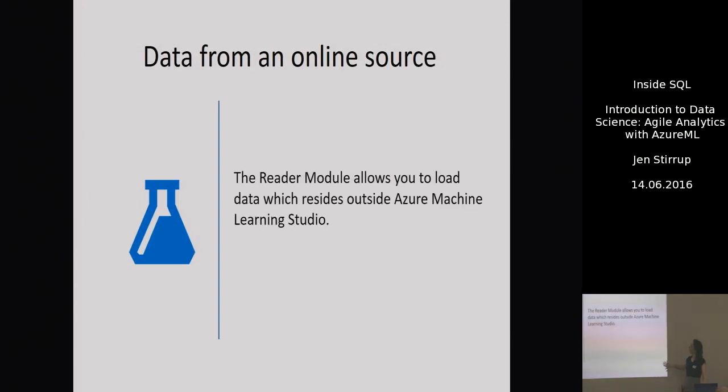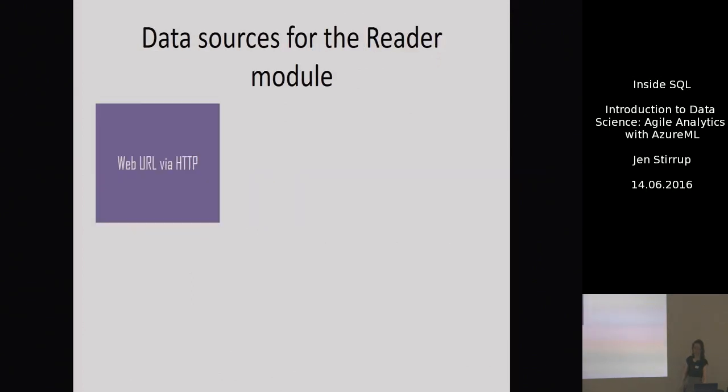The reader module allows us to load data which resides outside of Azure Machine Learning. So it connects, imports, and it stores the data depending on which type of format of data you've actually imported. So the first data source is web URL via HTTP. You can use this source if you're loading data that's already in CSV format and TSV format, which you can accept. One is R format, so that's more semi-structured data sources, and that's if it's hosted in a web URL via HTTP. So this on its own will get you different data sources.